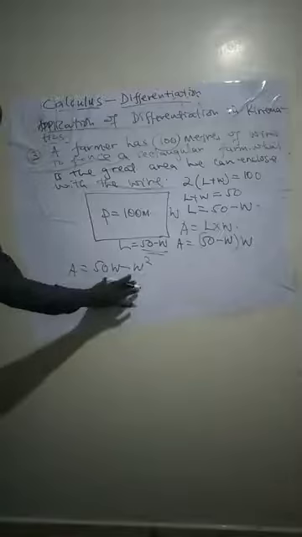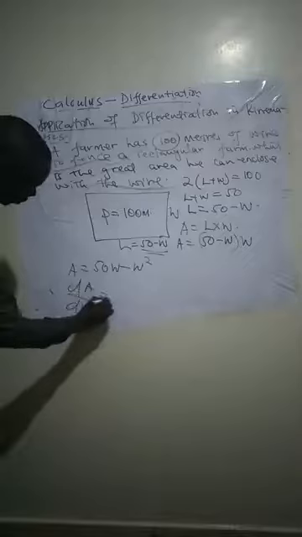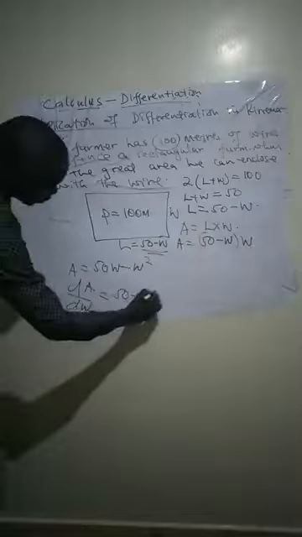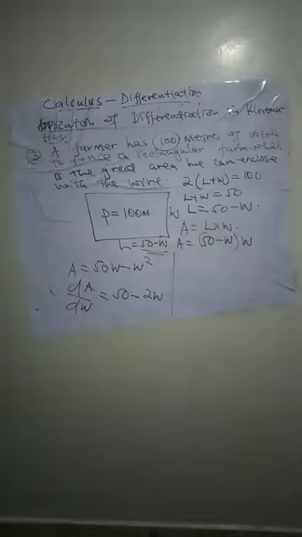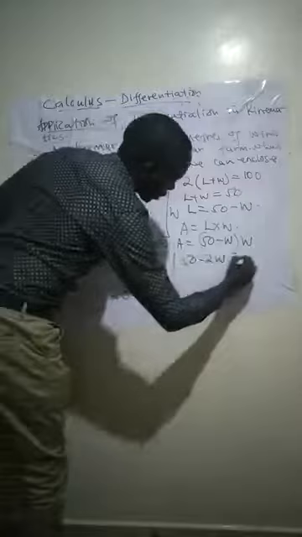That simply means you differentiate this to get the gradient. dA over dW equals the derivative of 50W, which is 50, minus the derivative of W squared, which is 2W. Notice that at the greatest or maximum point, the gradient function is always equal to zero. So 50 minus 2W equals zero at the maximum point. Take 2W to the other side, so I have 50 equals 2W. Divide by 2, and you get W equals 25.